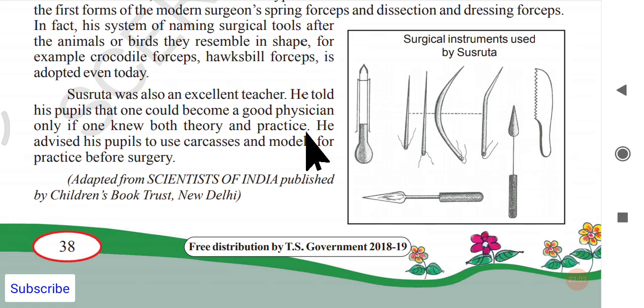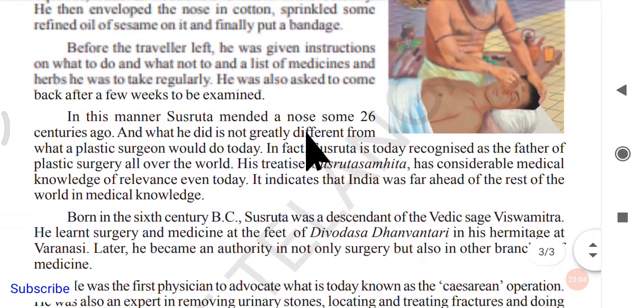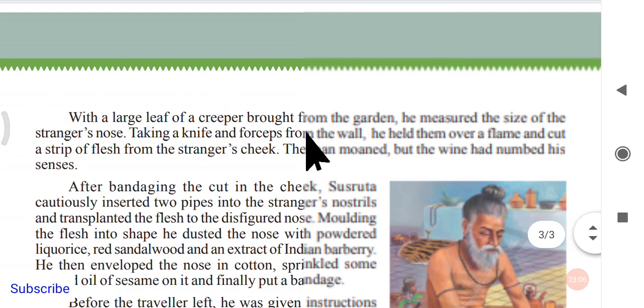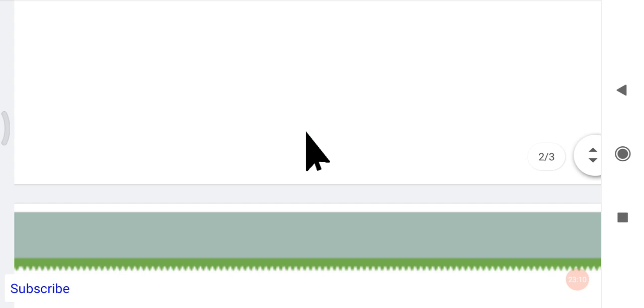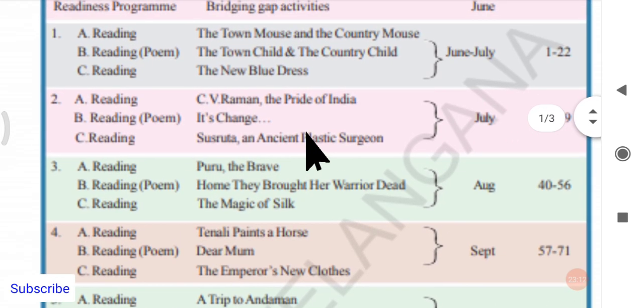My dear students, I hope you will do that. It was a very good lesson about Sushruta. You can see him in the picture. So in the next lesson, the next video, we shall go through reading C.